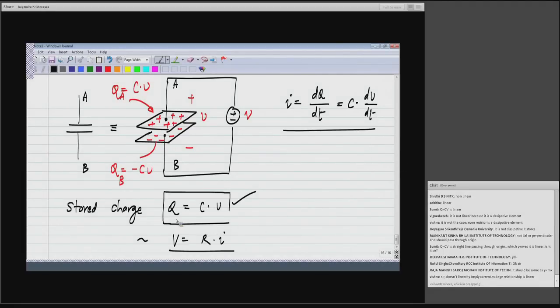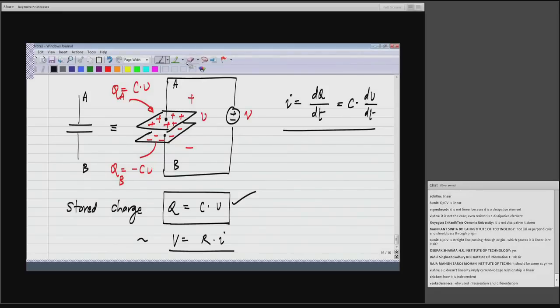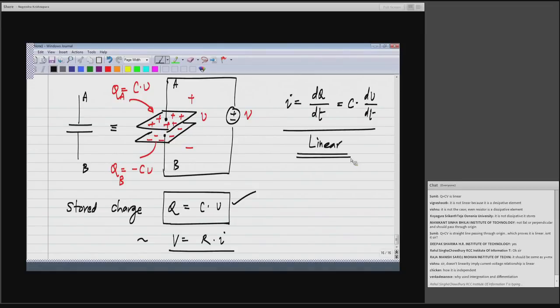And from this relationship, if you plot Q versus V, it will be a straight line passing through the origin, and that will be a linear relationship. The IV relationship is simply the time derivative of this, and the time derivative is a linear operator, so that relationship is also linear. So a capacitor stores charge, Q equals CV, and that's a linear element. Any questions about the capacitor?